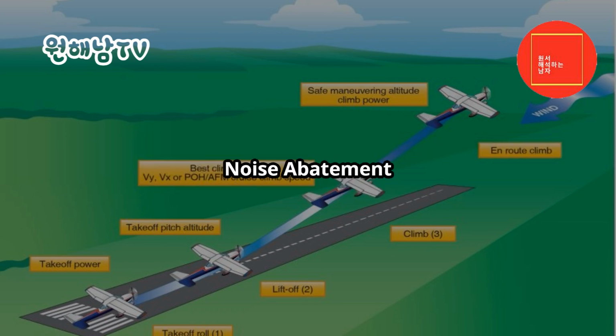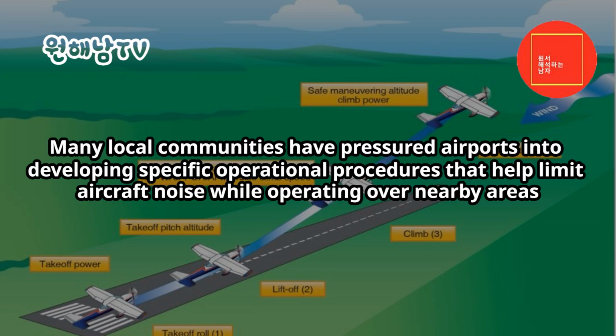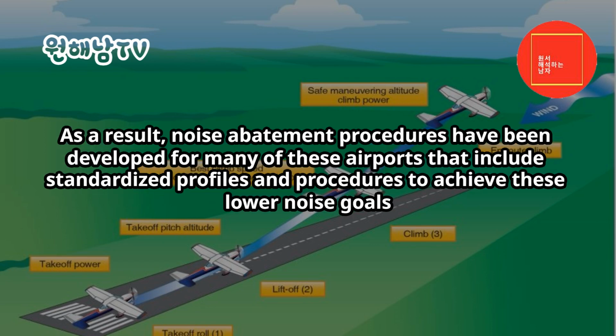Noise abatement. Aircraft noise problems are a major concern at many airports throughout the country. Many local communities have pressured airports into developing specific operational procedures that help limit aircraft noise while operating over nearby areas. As a result, noise abatement procedures have been developed for many of these airports that include standardized profiles and procedures to achieve these lower noise goals.